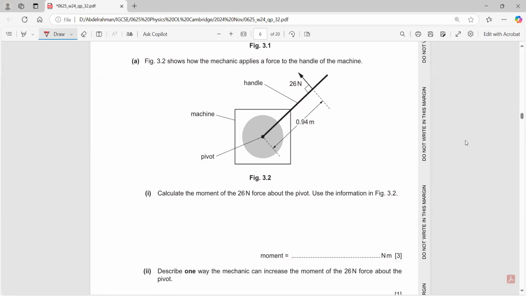Can I find the moment? Yes, you can find the moment. Moment equals force times perpendicular distance. What is the force? 26 newtons, and the perpendicular distance is 0.94. So the total moment would be 24.44, or you can just write it as 24 newton meters.